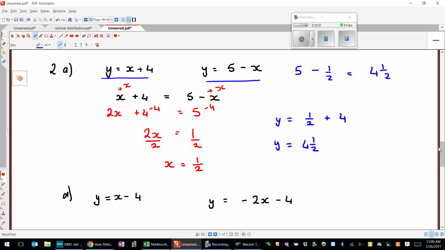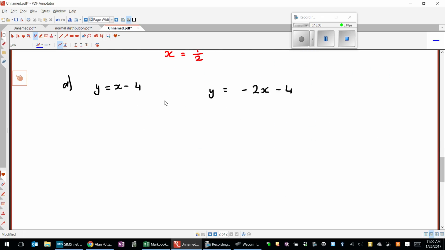Okay, let's have a look at D then. Remember, when you are asked to find or solve the simultaneous equations, so find the simultaneous solution, it's not always the case. Only when we're trying to find the simultaneous solution, we then put x minus 4 equals minus 2x minus 4. So first thing, I would always get rid of any negative x's.